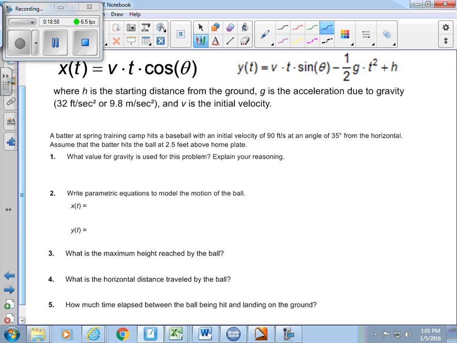A batter at spring training camp hits a baseball with initial velocity of 90 feet per second at an angle of 35 degrees from the horizontal. Assume the batter hits the ball at 2.5 feet above home plate. What value for gravity would you use in this problem? Why? Feet. We'll shortcut that explanation. We're in feet, so we're going to use gravity constant 32.